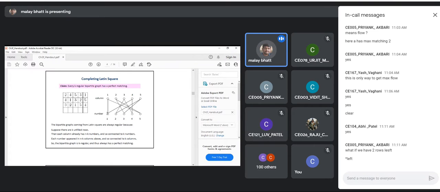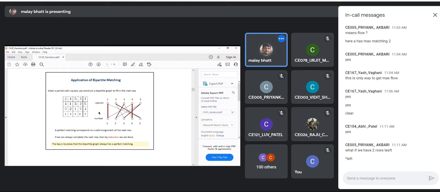Right? Here you can see it is a 2 regular bipartite graph, because node 1 is connected with 1 and 3, 1 and 5. 2 is connected with 3 and 5. 3 is connected with 2 and 4. So every node is connected with 2 other nodes. So it is a 2 regular bipartite graph. Why is it a 2 regular bipartite graph? Because 2 rows are left. We have to fill the 2 rows. Is it clear? Here can you say what the graph is? How much regular is it at this level?